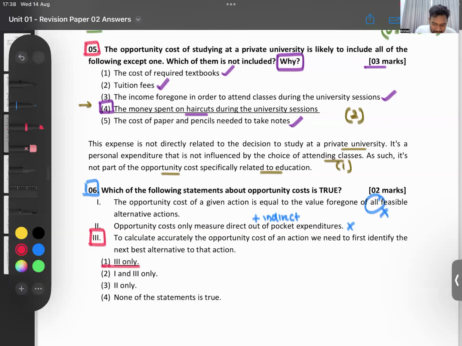How many of you got that correct now? Yes, direct cost is the direct money that you pay. Correct. Got it correct. 6 is 1. 2 marks for that. Okay, good.